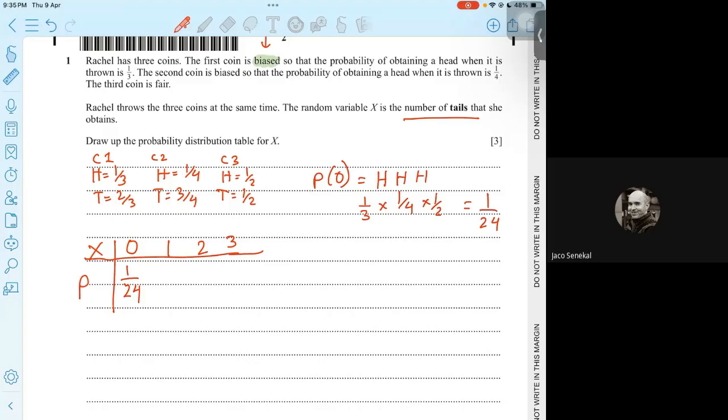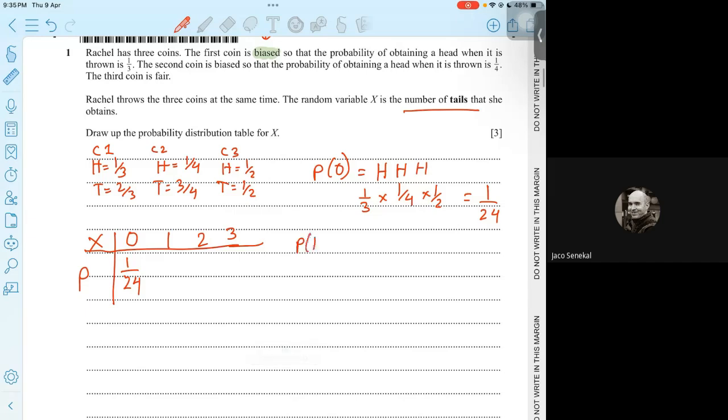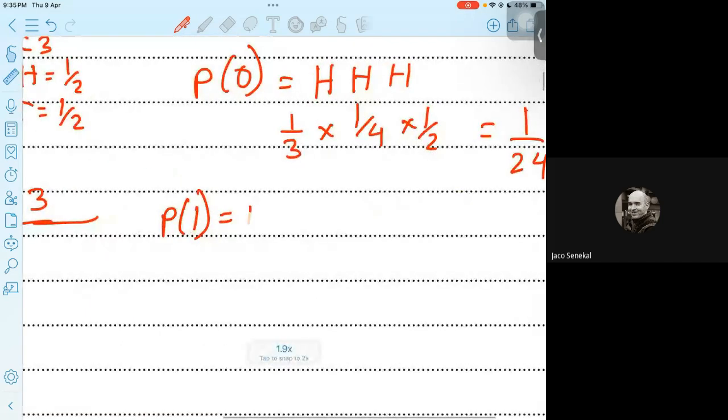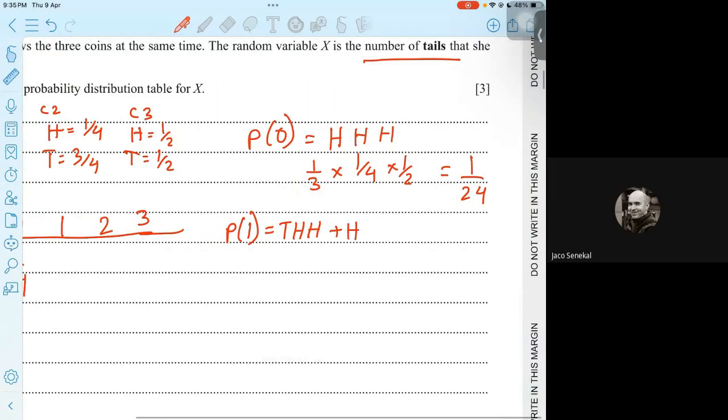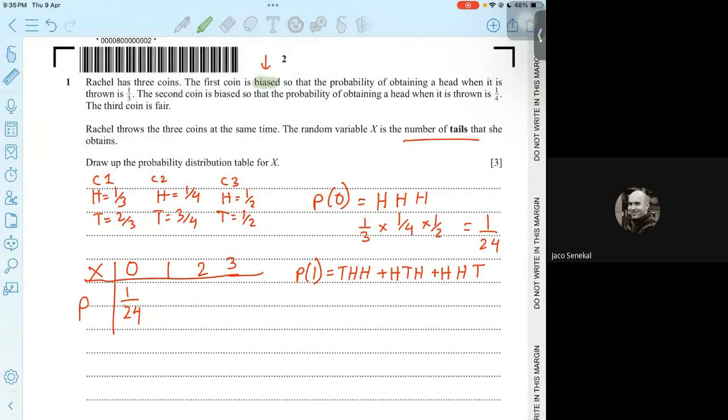For one tail, it could be one of 3 scenarios. So p of 1. This is basically saying that either she gets tails, heads, heads, or she gets heads, tails, heads, or heads, heads, tails. These are all different scenarios because for the first scenario and for the second scenario, this tail is 2 over 3, this tail is 3 over 4. So every single scenario is different, and hence we'd have to find these separately.